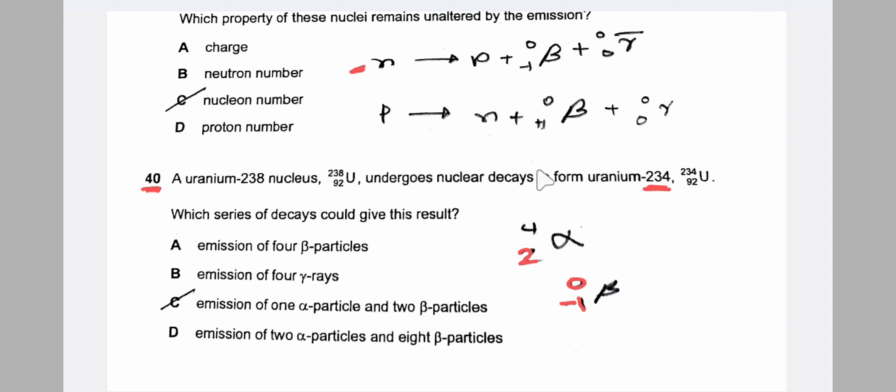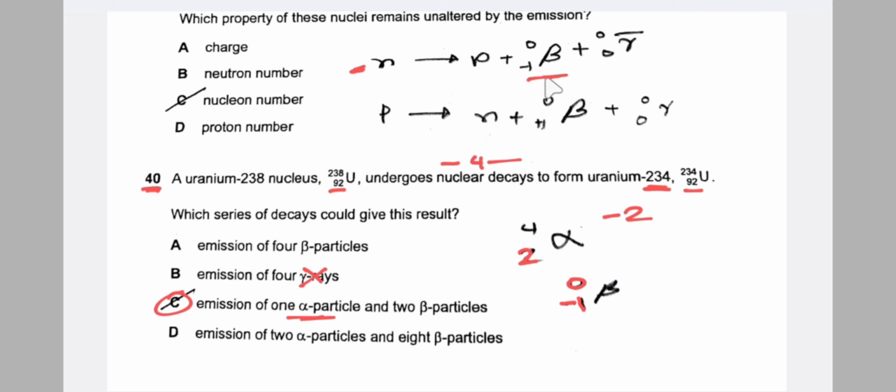Now, as we can see, 238 is converted to 234, that means there is a decrease of 4 in the nucleon number. That means 1 alpha particle is emitted. So, the emission of 1 alpha particle, and there is no need for gamma radiation. So, either alpha or beta. So, 1 alpha particle is emitted, that is answer C. And as 1 alpha particle is emitted, the proton number decreases by 2. So the proton number decreases by 2, but as we can see the proton number is the same.